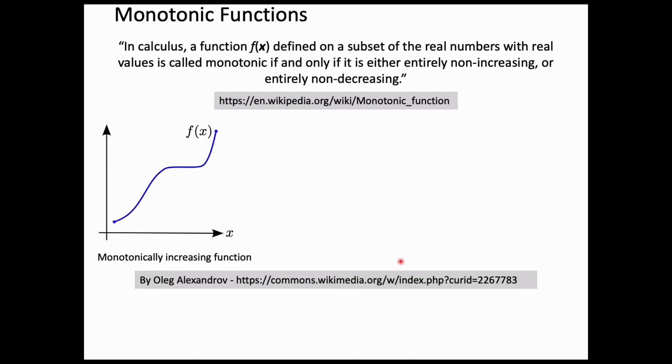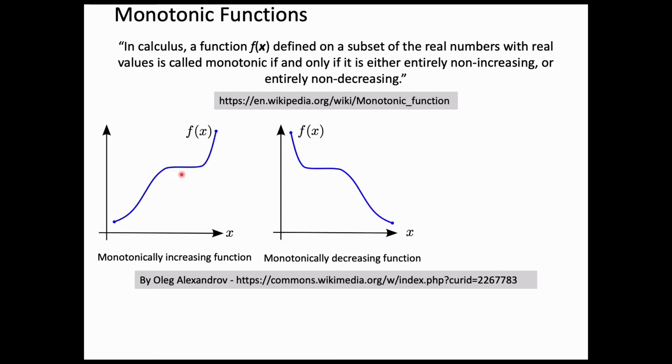Here we have a monotonically increasing function. As we increase x, f of x does not decrease. It does have a flat spot, however. This does satisfy the definition of a monotonically increasing function, even though we have a flat spot.